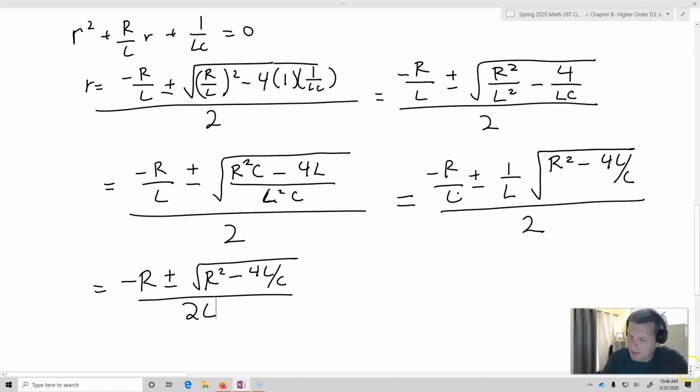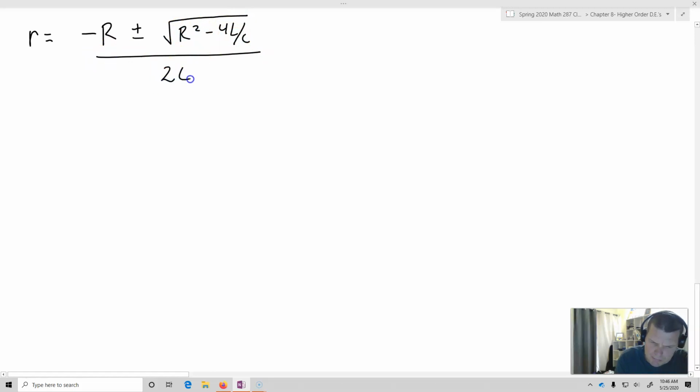Okay, let's take a look at this, and let's examine this a little bit further. So if we have that r equals negative r plus or minus the square root of r squared minus 4L over C, all divided by 2L. Okay?